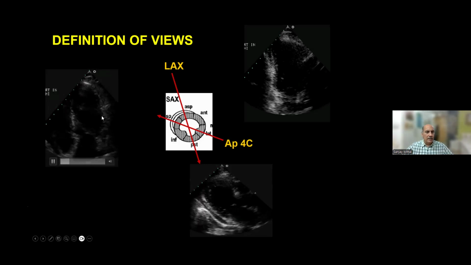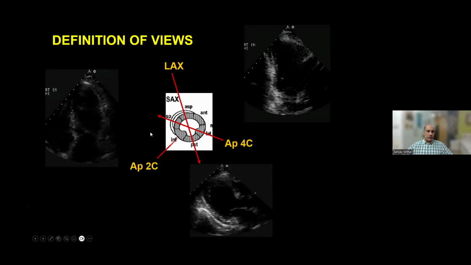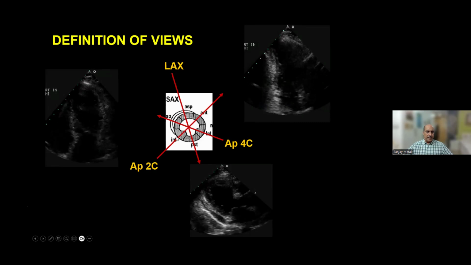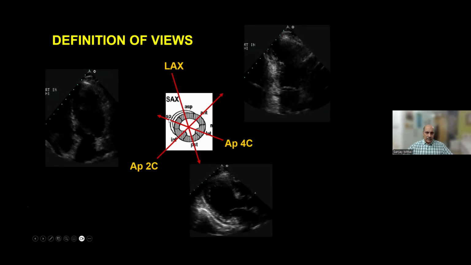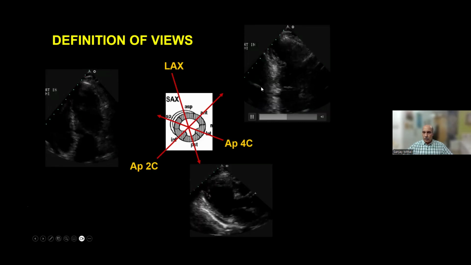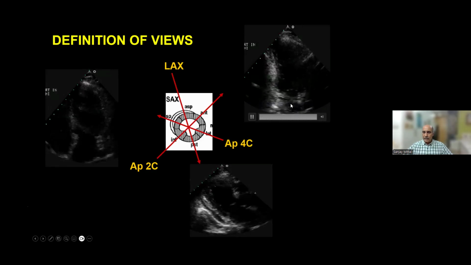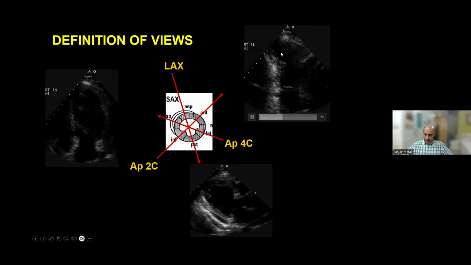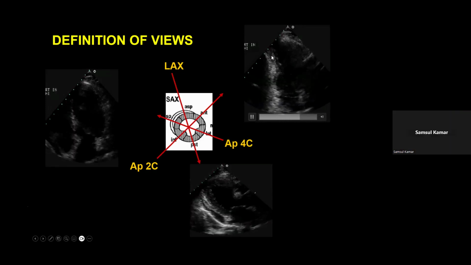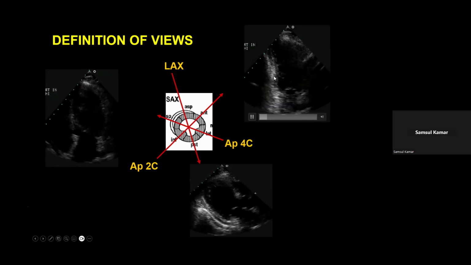We call this the anterolateral papillary muscle. And when we rotate the transducer further to about 60 degrees, and we lose the complete right ventricle, so there is no right ventricular component anywhere, we find the inferior wall and the anterior wall of the left ventricle, which is seen in this particular view.